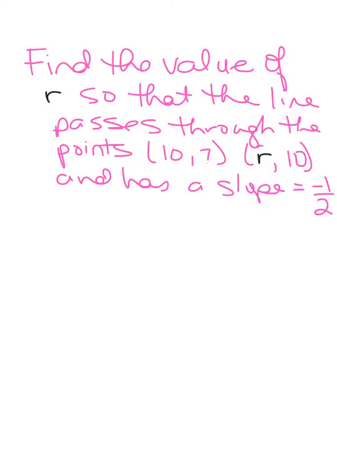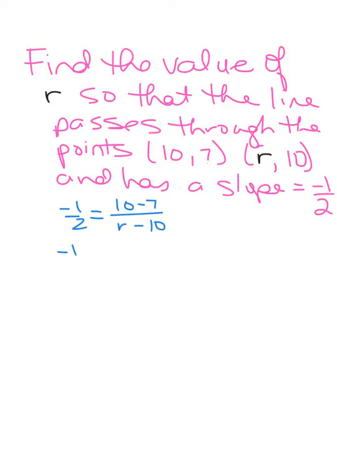We are asked to find the value of r so that the line passes through the points (10, 7) and (r, 10). Remember, r is our unknown that has a slope of negative 1/2. So what I'm going to do is use my slope formula, and I'm going to set that up. So I have negative 1/2, that's my slope, is equal, remember, to y2 minus y1. So I'm going to take 10 minus 7 over x2 minus x1, so that's r minus 10. And I'm going to clean that up a little bit.